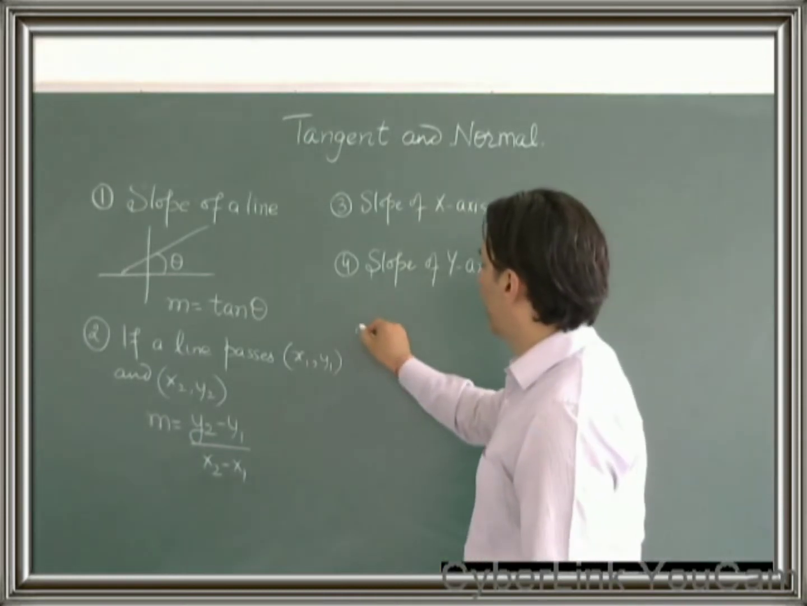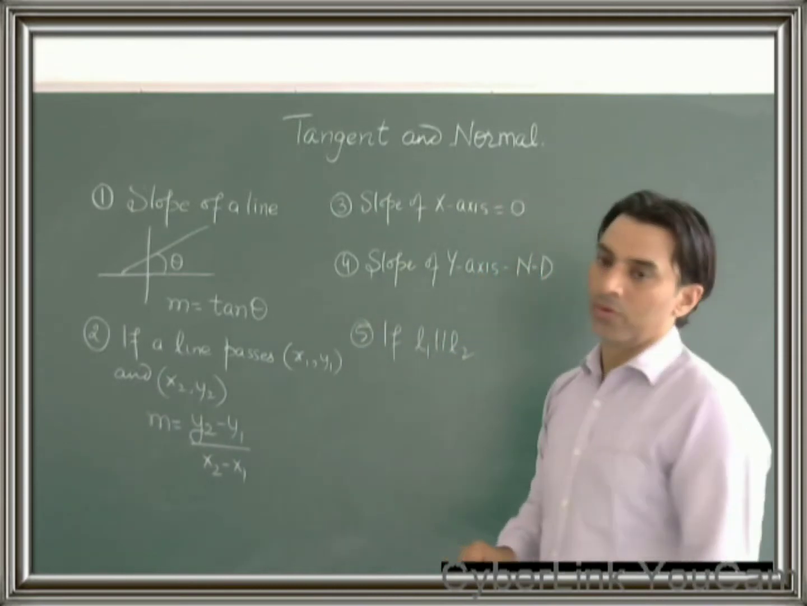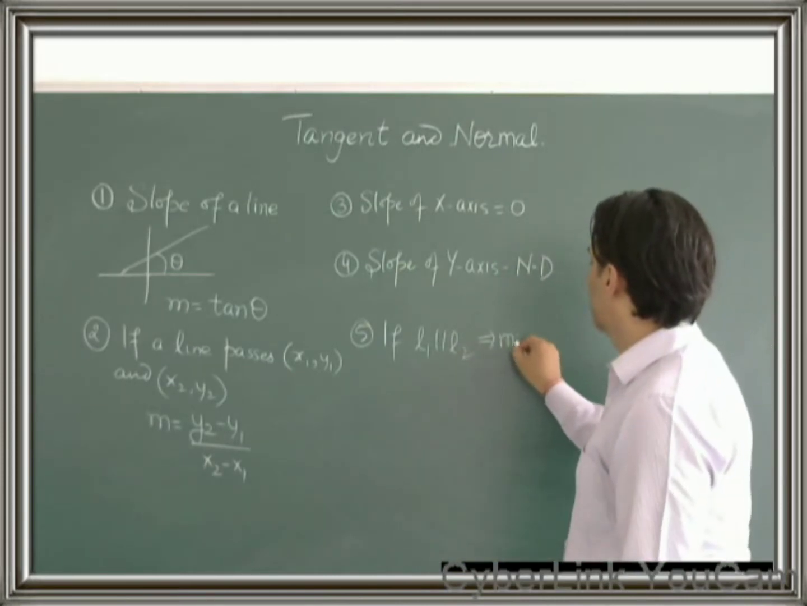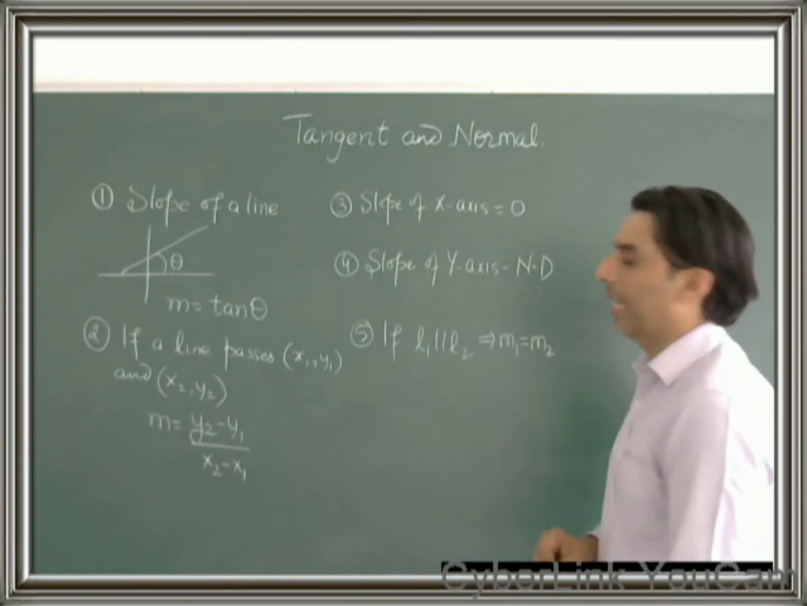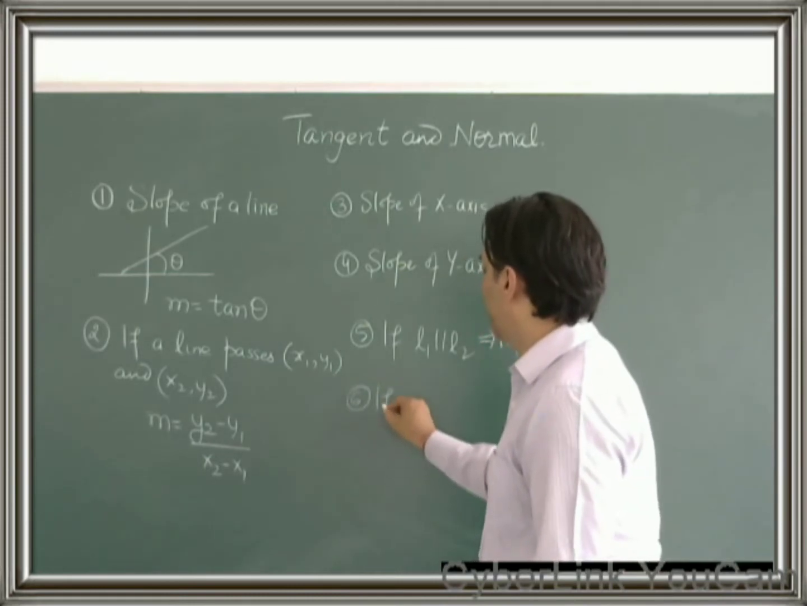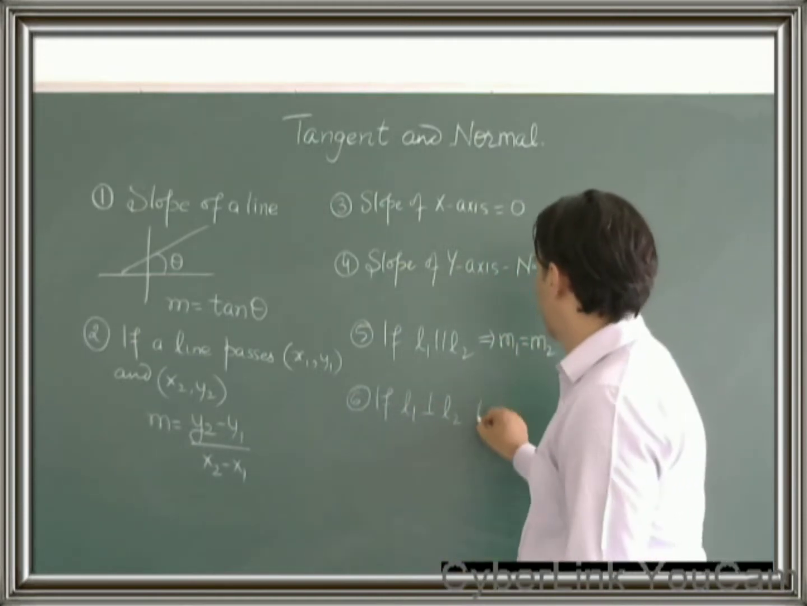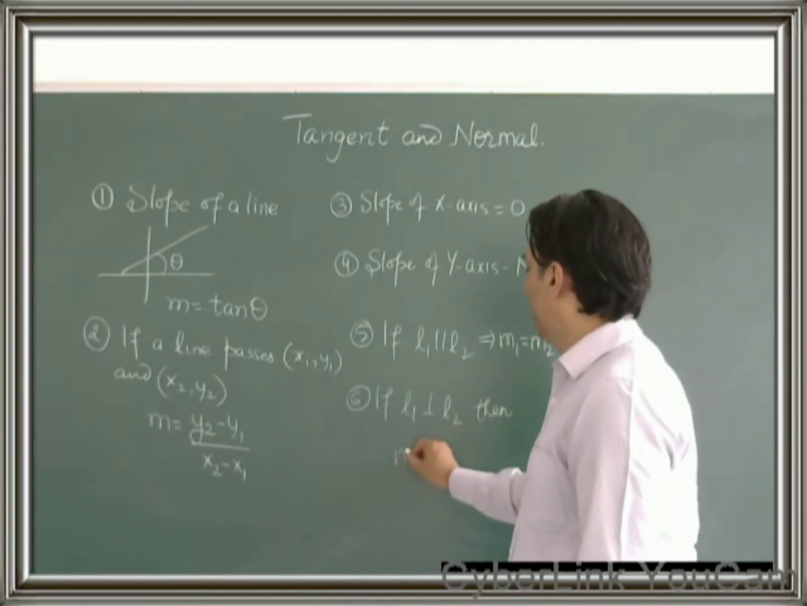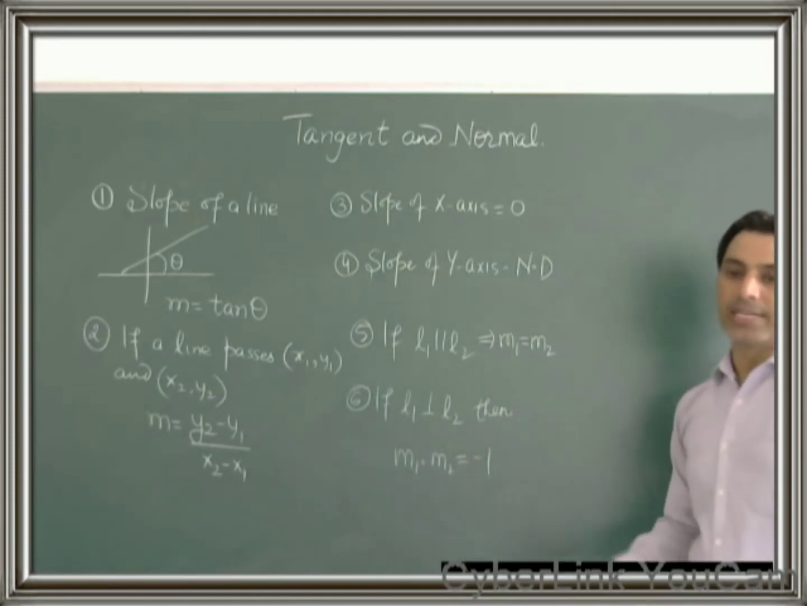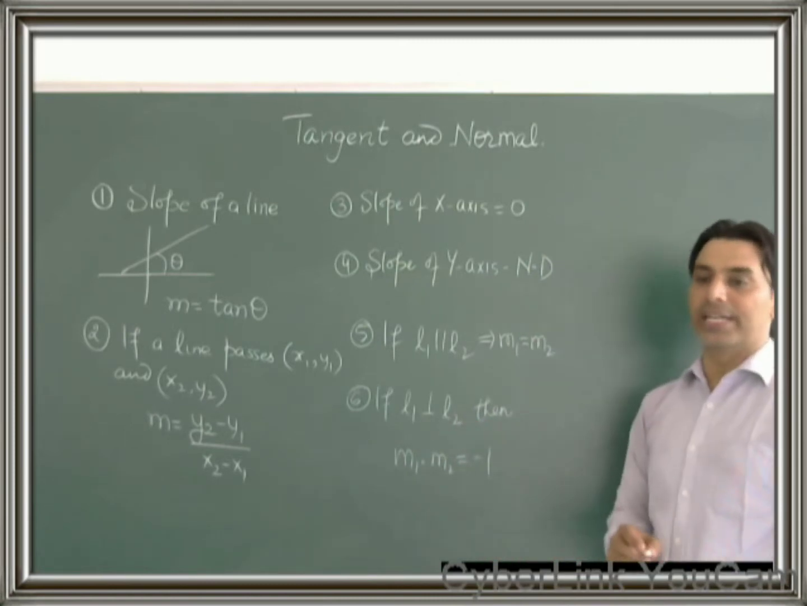Point number 5, if L1 is parallel to L2, what does it mean? If two lines are parallel, then their slopes are equal, m1 equals m2. Number 6, if L1 is perpendicular to L2, then m1 into m2 equals minus 1. That is, the product of the slopes of two perpendicular lines is equal to minus 1.